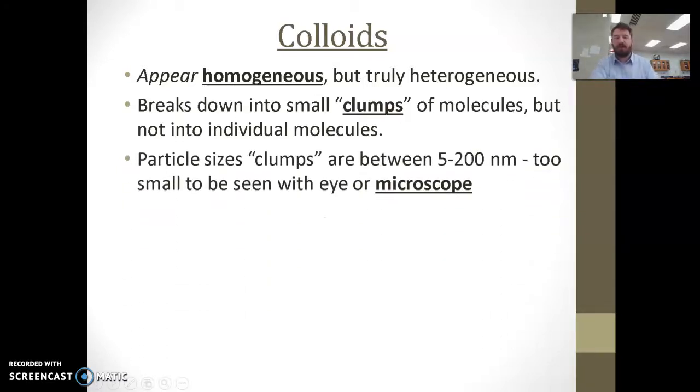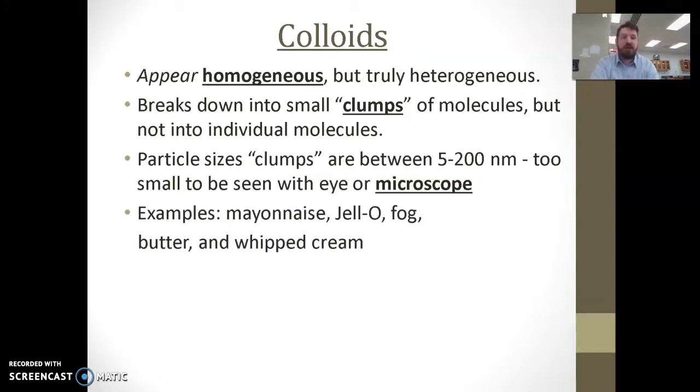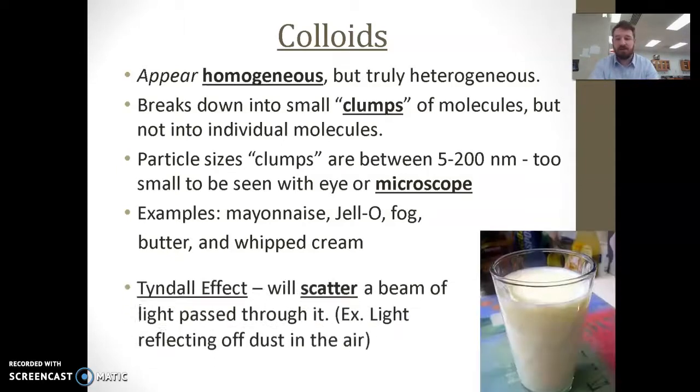Alrighty, so these particle sizes that are breaking down in the colloid are very small, between 5 and 200 nanometers. Again, super small, so small we can't see them with the eye or microscope, but we do know that they are not fully dissolving. Some examples of colloids would be things like mayonnaise, jello, fog, butter, whipped cream, right? These things all look to be homogeneous throughout, but we know they are not.